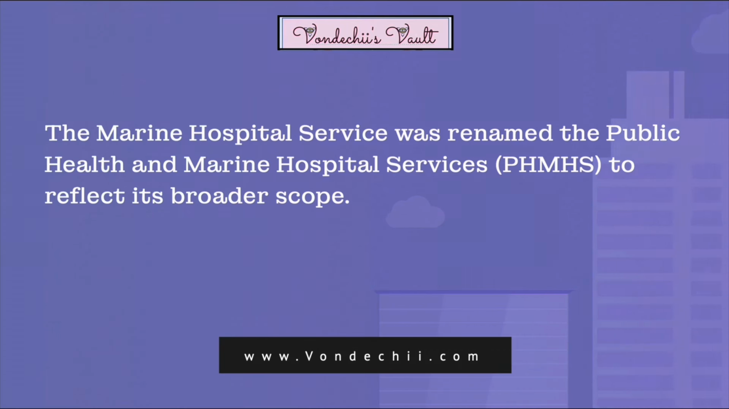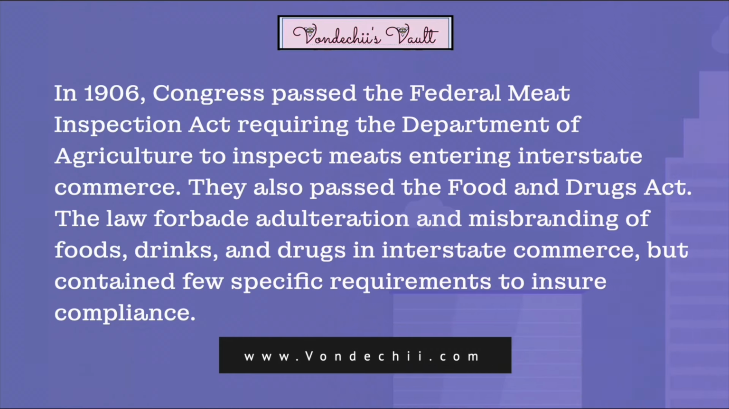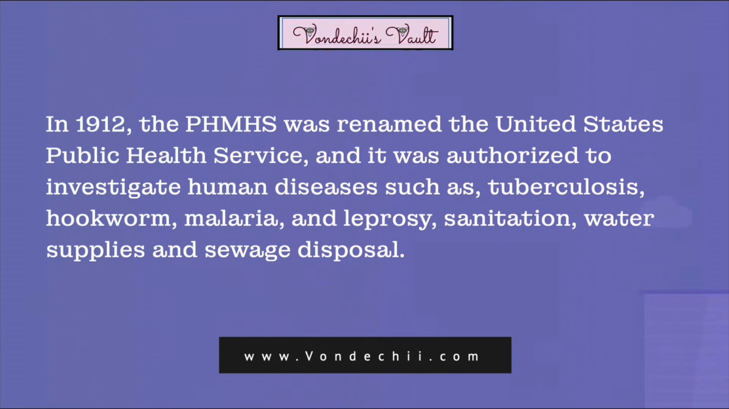In 1906, Congress passed the Federal Meat Inspection Act, requiring the Department of Agriculture to inspect meats entering interstate commerce. They also passed the Foods and Drug Act. The law forbade adulteration and misbranding of foods, drinks, and drugs in interstate commerce, but contained few specific requirements to ensure compliance. In 1912, the PHMHS was renamed the U.S.